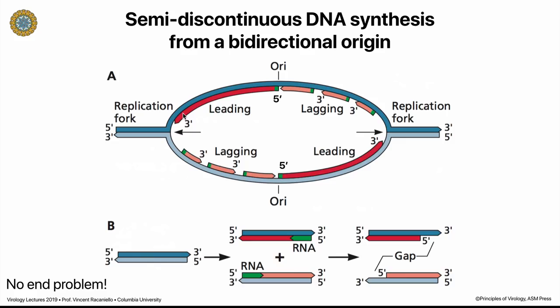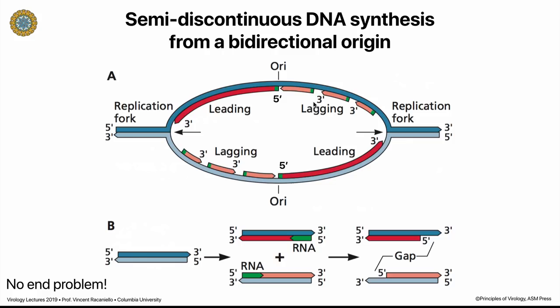Well, what is semi-discontinuous? You can see here that one strand, on the top strand, if you will, one of the newly synthesized strands in red, is made continuously. The other one is made in pieces, primed with RNA. They're all primed with RNA, but that's where the semi-discontinuous comes from, because two of the strands are continuous and two are discontinuous.